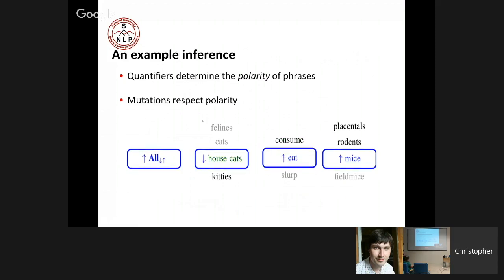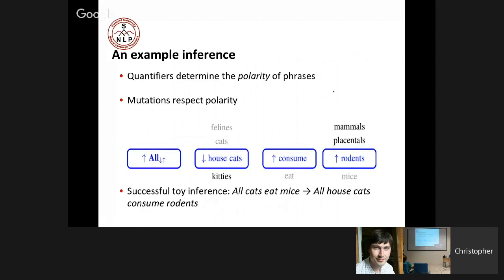This position goes up. If all house cats eat mice, then all house cats consume mice, but it does not mean that they slurp mice. And in the final position over here, again, you're allowed to go upwards. So going downwards is invalid, but going upwards is valid. So we had this result that you could infer downward in this position and upward in these two positions and get valid inferences. And so that's understanding the polarity of different positions as to when you could infer upward or downward.